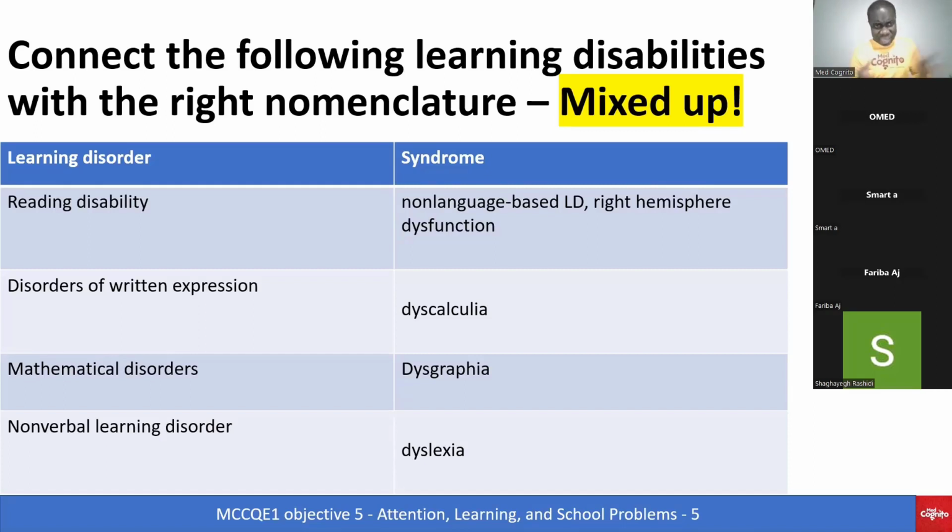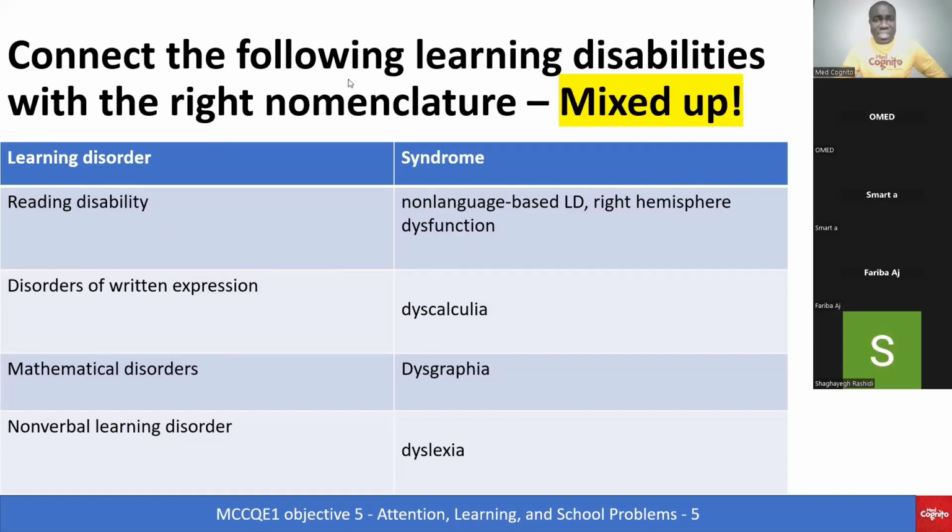So if I bring a question, a 6-year-old child has disorder with mathematical calculation, what condition does that child have? Does that child have dyslexia, dysgraphia, dyscalculia, non-language based? So what I want you to do is that I've mixed up these ones and they don't match with those on the left. So just let me know. Reading disorder, reading disability, what is it? Disorders of written expression, what is that? Mathematical disorders, what is that? Non-verbal learning disorder, what is that? That's basically what this question is about.